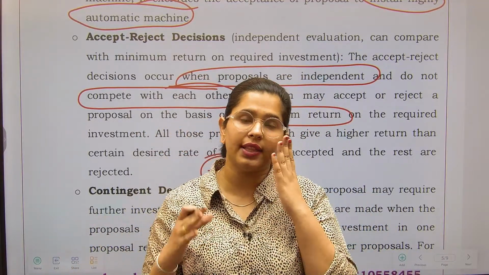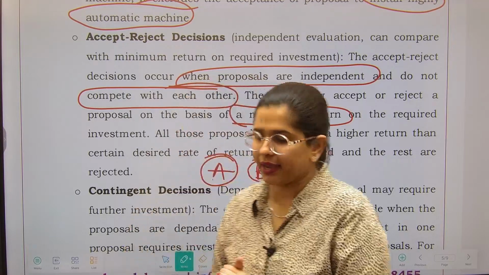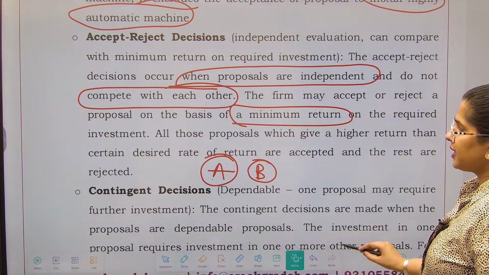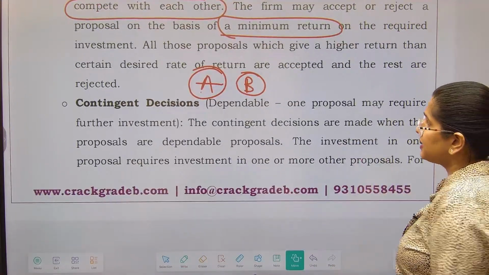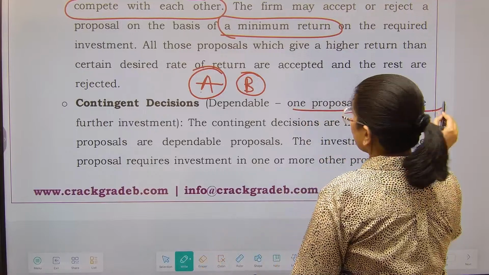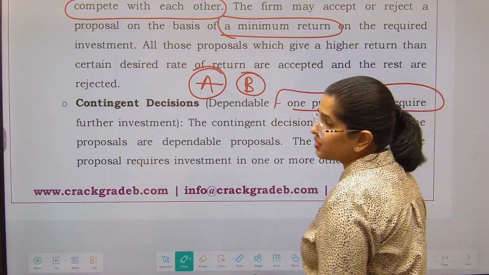We are just doing independent acceptance. Okay, so that is accept-reject decisions. Next we have the contingent decisions, that is, dependable. This is dependent on one proposal, which may require further investment as well.